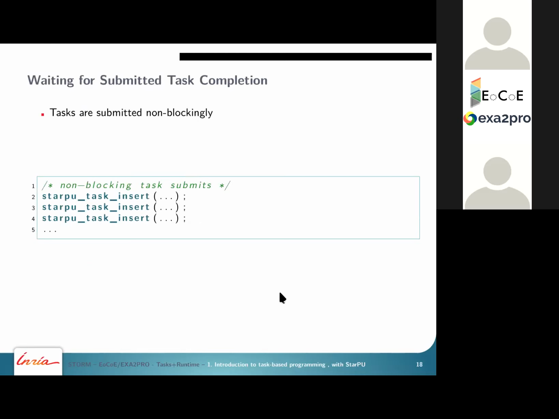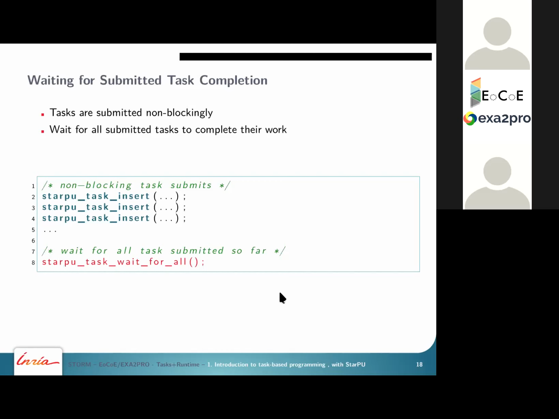So you can submit several tasks like this. This is non-blocking. And eventually you can wait for all the tasks to finish. Possibly you have submitted all of the tasks of your program, and then you just wait for the computation to complete. So this waits for all tasks that had been previously submitted.